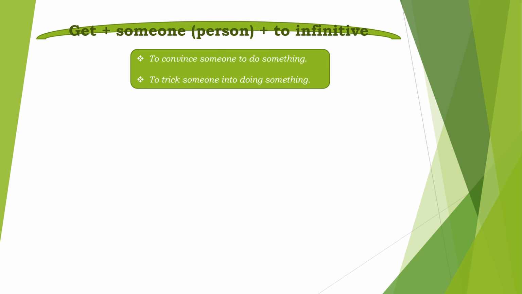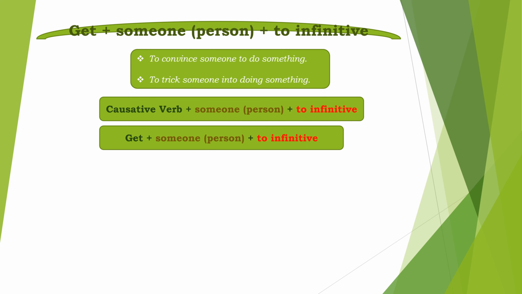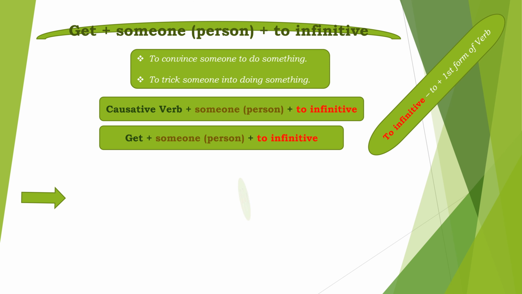Let's have a look at another causative verb, get. We have two definitions. We use get causative verb when we try to convince someone to do something. Second, when we try to trick someone into doing something. Let's have a look at the structure. Causative verb plus someone, person plus to infinitive. Here we have a causative verb get plus someone, person plus to infinitive means to plus first form. Let's have a look at the examples.